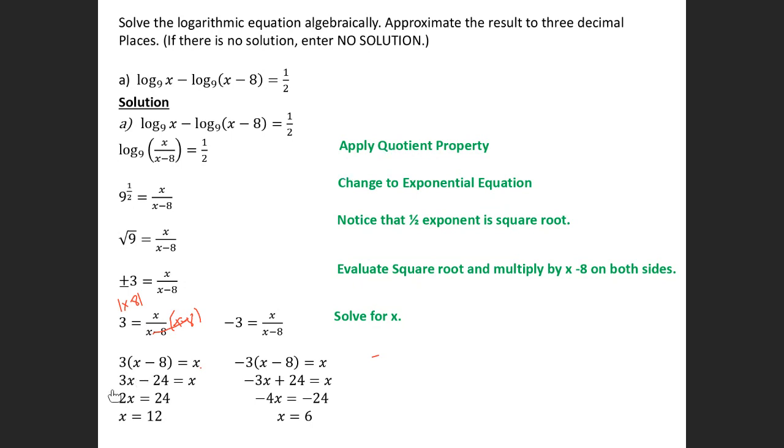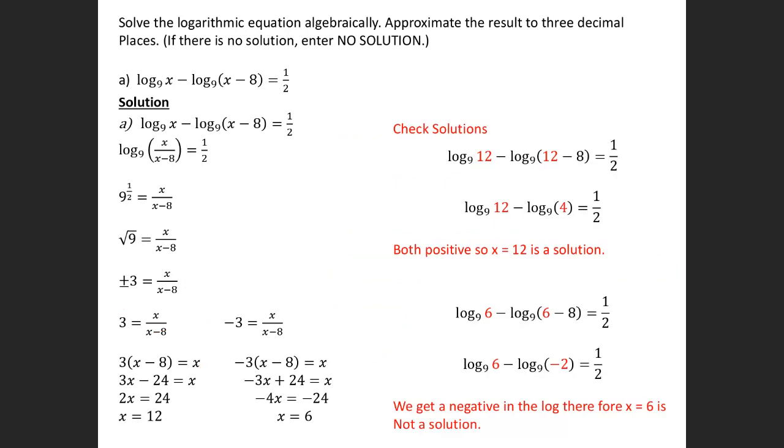So distribute the 3. We get 3x minus 24 equals 8. So we're going to end up with x equals 12. And on this side, we end up with x equals 6. But we don't want to stop there. You need to check your solutions.